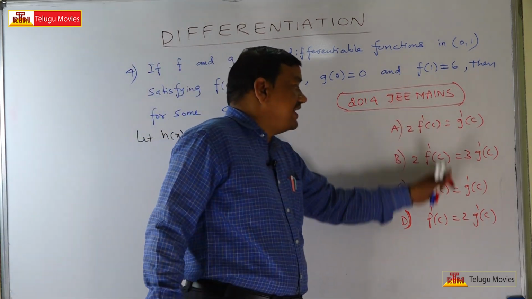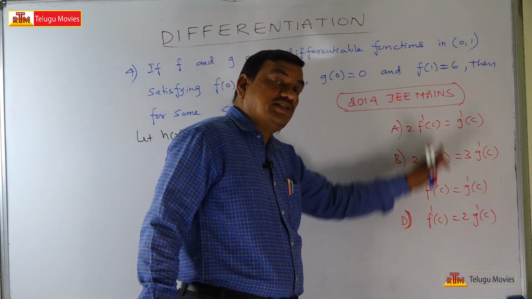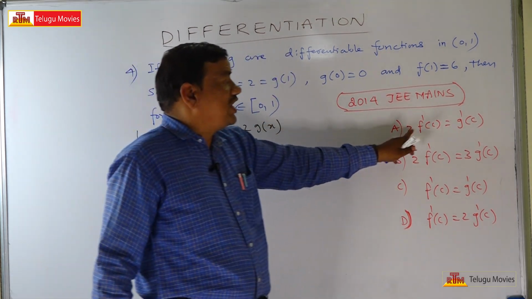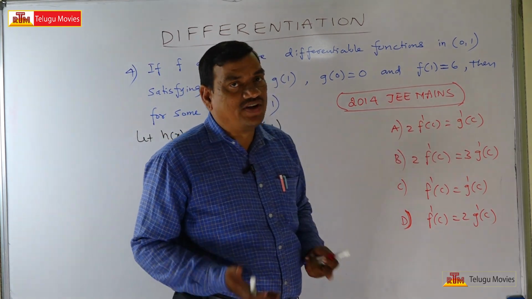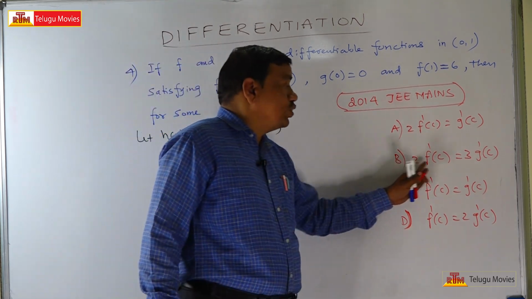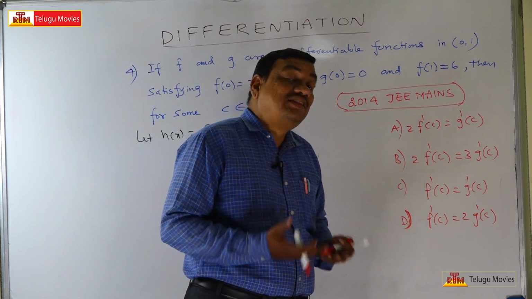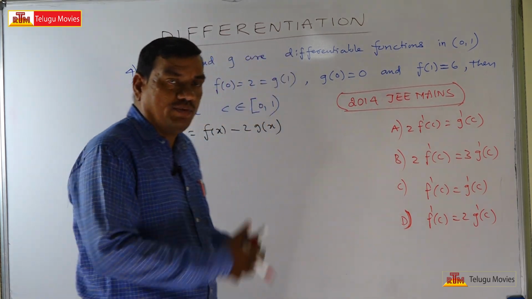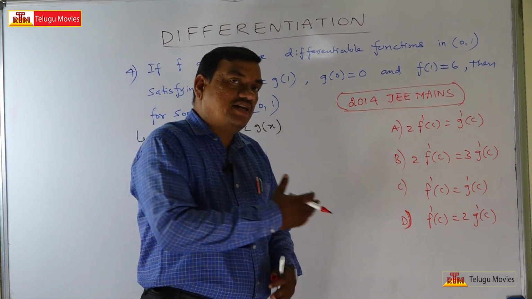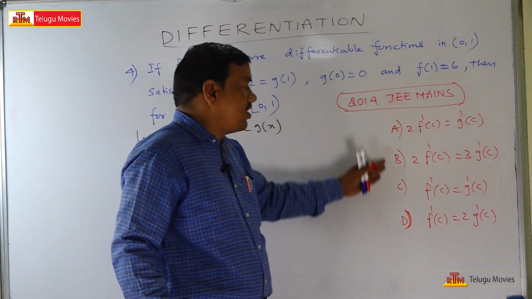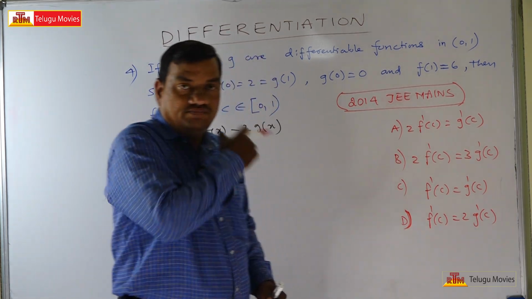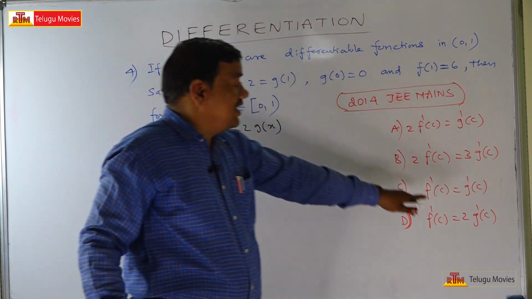I can get this idea by seeing these options. You may take h of x is equal to 2 times f of x minus g of x, also you can take. Otherwise, h of x is equal to 2 times f of x minus 3 times g of x, also you can take. You can proceed like that. But since I already solved these problems, I checked for all A, B, C, I won't get the answer. I got the answer for D. To save time, directly I am telling this answer.